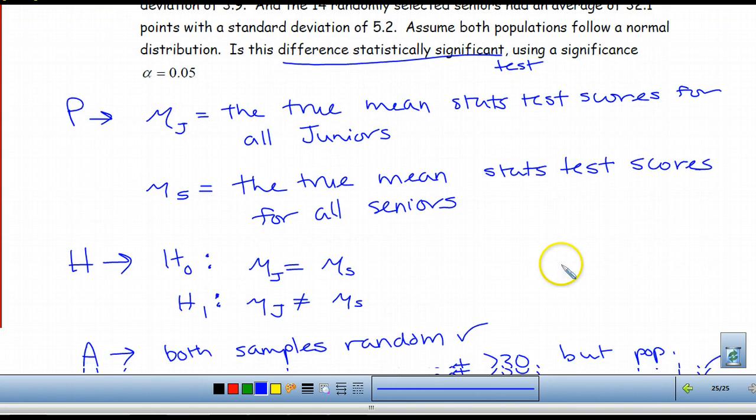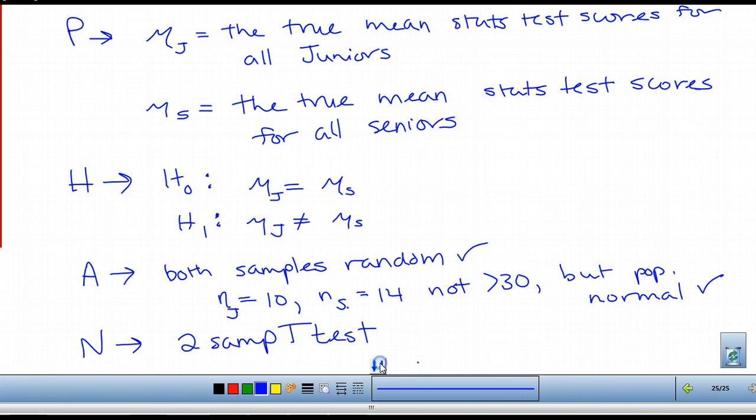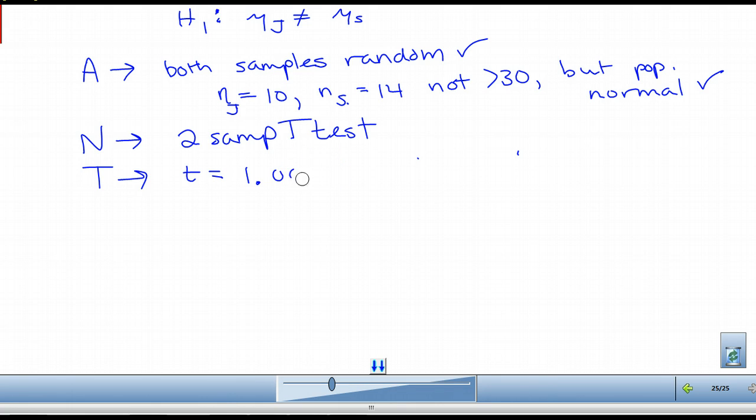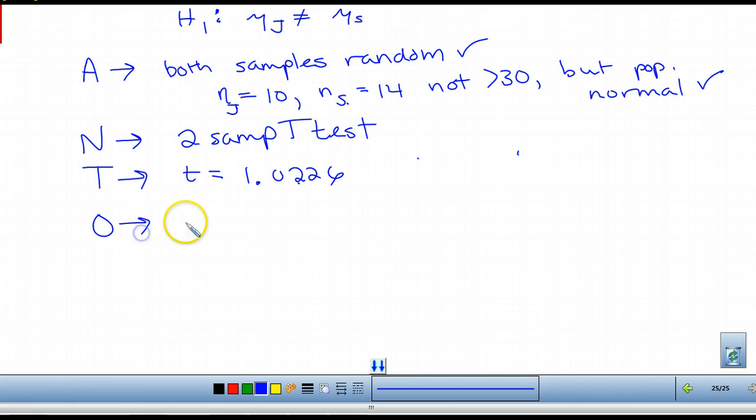All right, so we're back here, and we got our test statistic to be t equals 1.0226, and our obtained p-value to be 0.318.